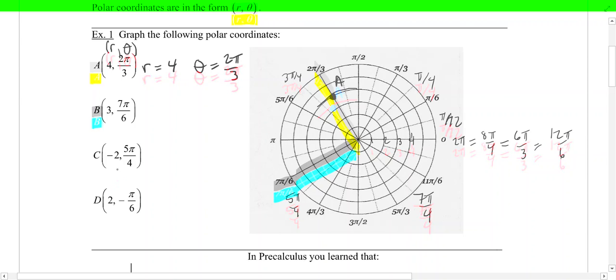All right, so let's graph B. B has a radius of 3. Now, if it's a positive number and a positive angle, then that means at that angle you are going out that radius. So if we're at 7 pi over 6, we got to go 1, 2, 3 right here. I'm going to change that to the green one. So I'm going to put it this point right here. That's point B.